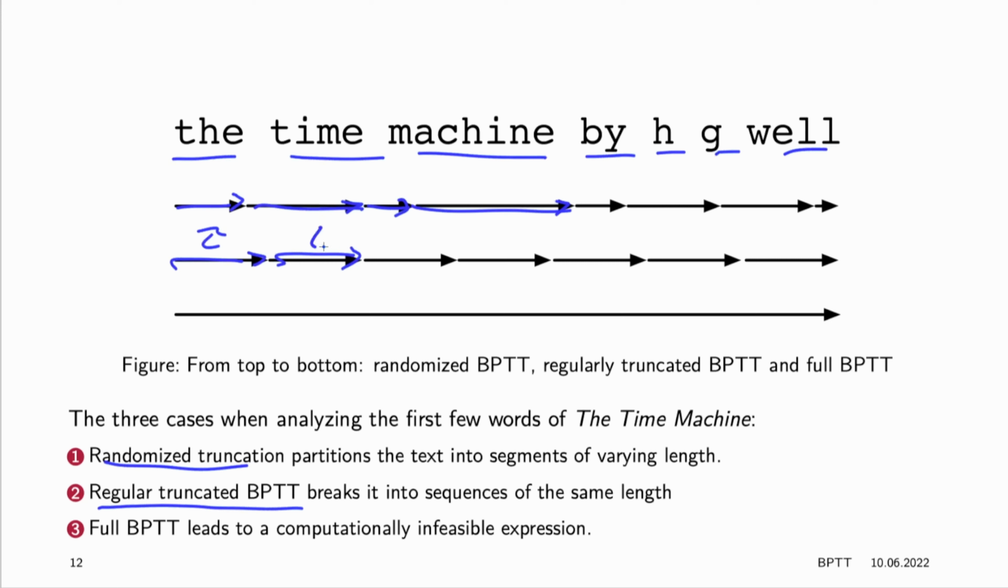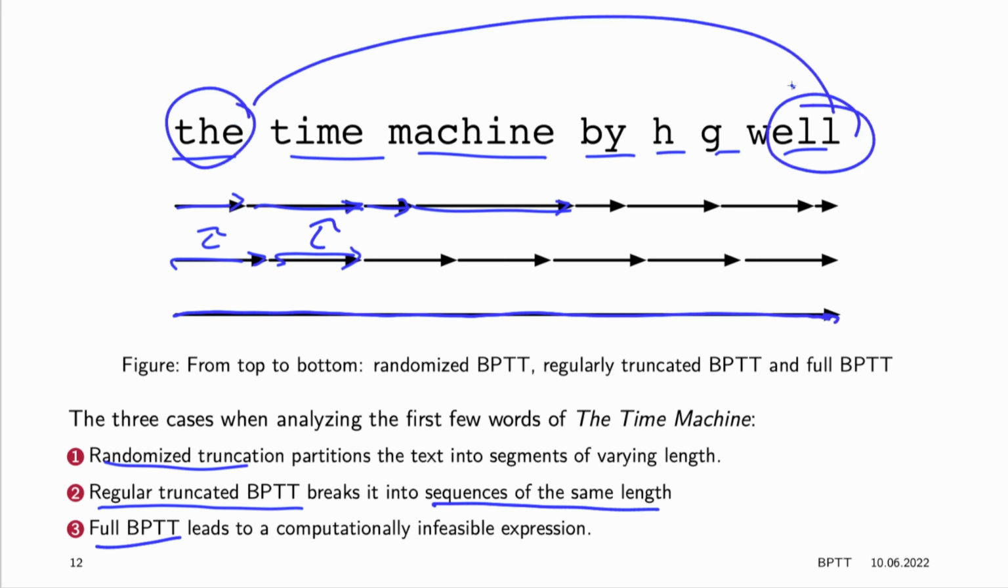So this yields sequences that all have the same length. And third, full backpropagation through time is the case where we allow information flow from the first element all the way to the last element. So this would yield exact computation. However, it leads to something that is computationally infeasible because we get these large recursive expressions.